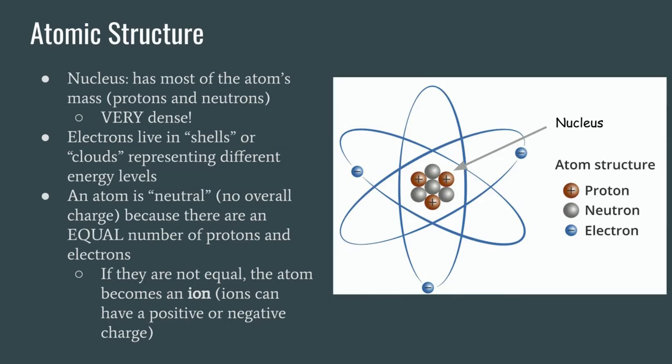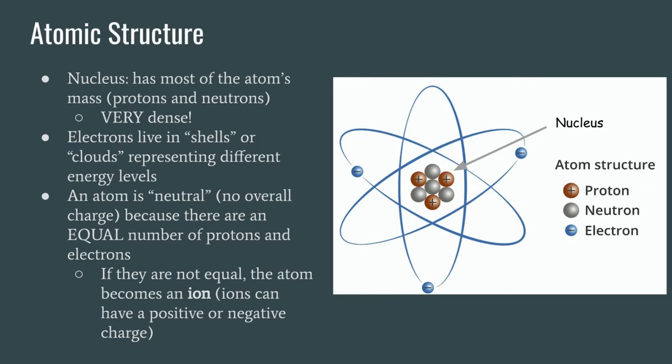So this picture is not 100% accurate to what an atom actually looks like, but it's a pretty good representation of the overall structure. It has a nucleus, and it's where the majority of the atom's mass is. It's very, very dense, and it has protons and neutrons that live there. Electrons live in shells, or like layers or clouds, at different levels on the outside of the nucleus.